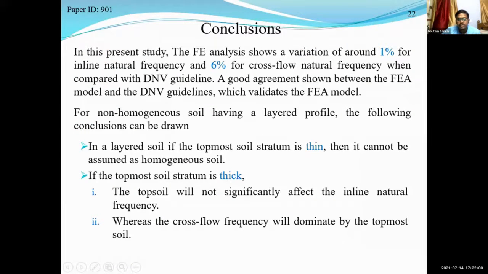It can be concluded that in the AP analysis, there is a good agreement between the AP model and the DNB guideline, which validates the AP model.